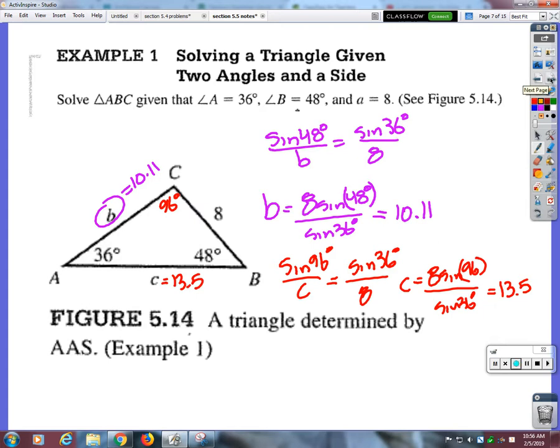C equals 13.5. Oh, 8 times the sine of 96 divided by the sine of 36. That's just from this ratio right here. That times that divided by that. Okay?